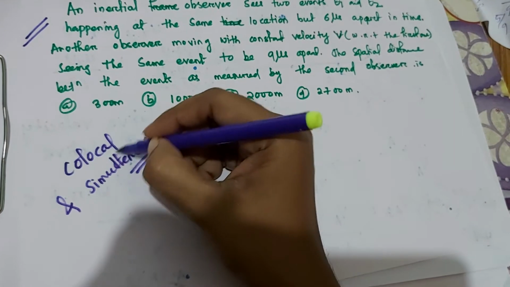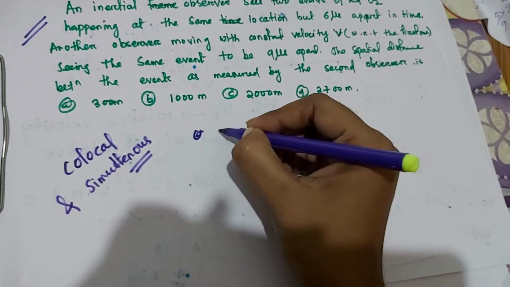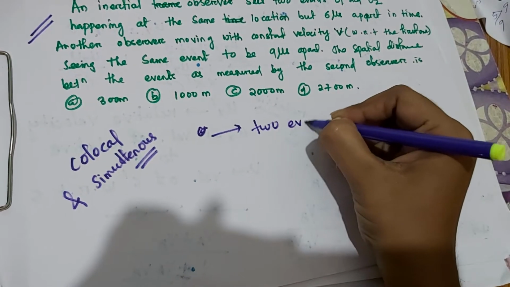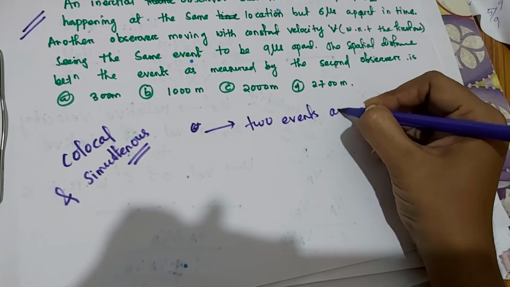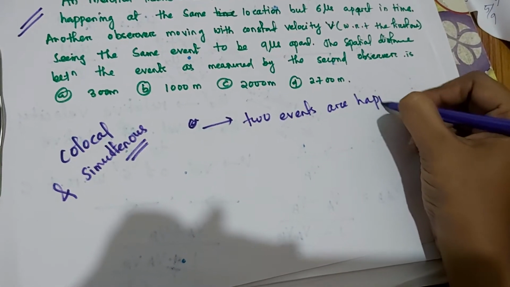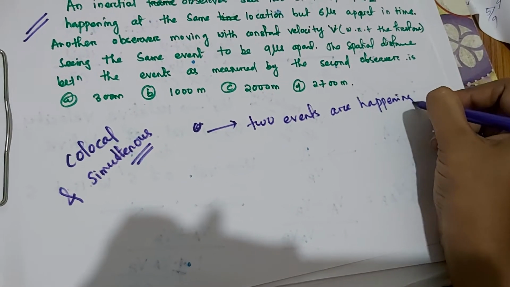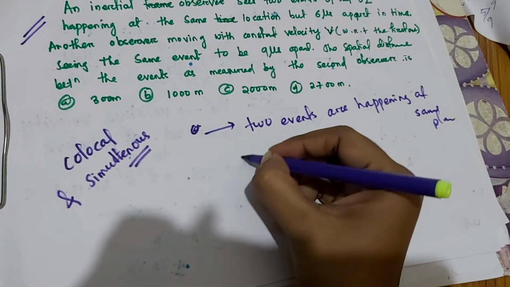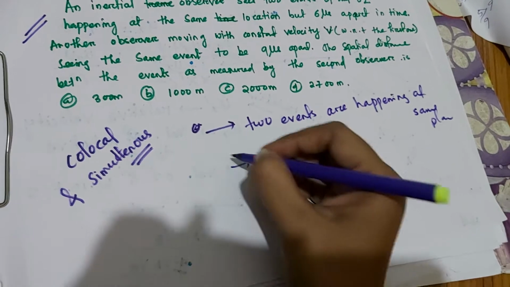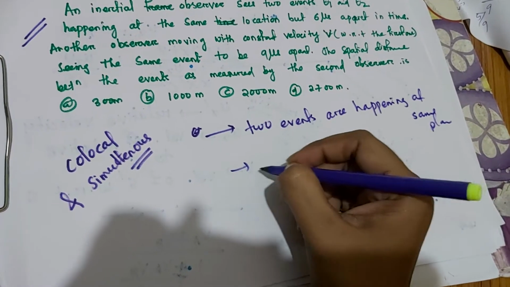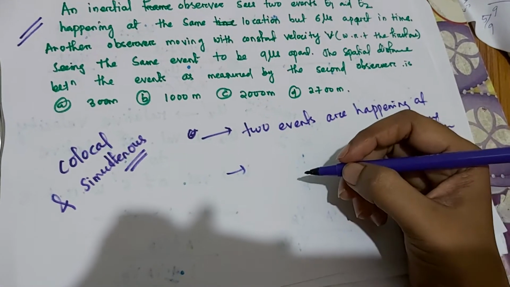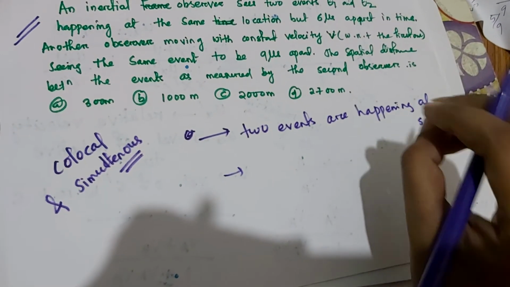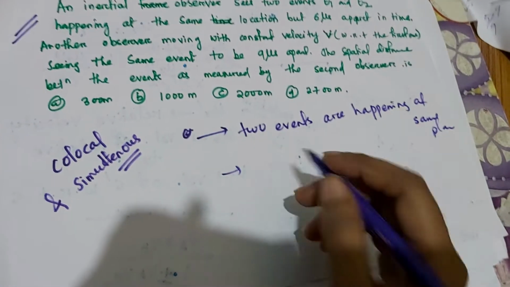When I am saying co-local, it means two events are happening at the same place. And when we are saying simultaneous, it means two events are occurring simultaneously, that means at the same time. These are the two concepts.